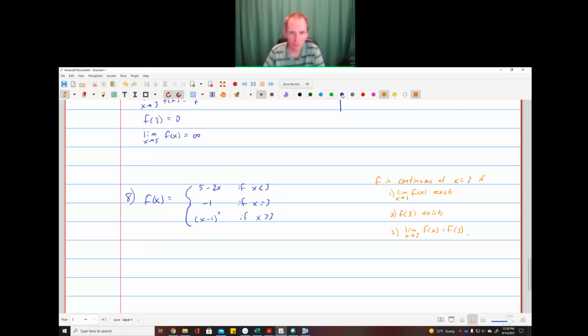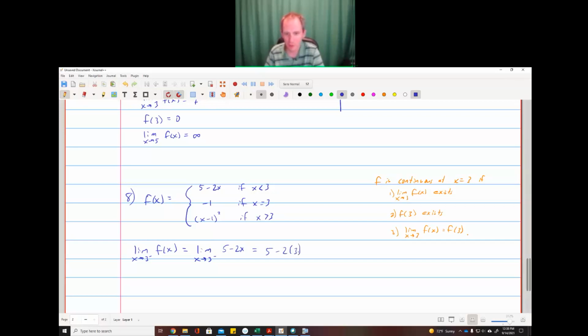Okay. So the limit as x approaches 3 from the left of f of x is equal to the limit as x approaches 3 from the left. Since I'm approaching from the left, x is less than 3. When x is less than 3, my formula for f of x is 5 minus 2x. Okay, so now I have a formula that I can use. And since this is a polynomial, I can just plug in and use direct substitution.